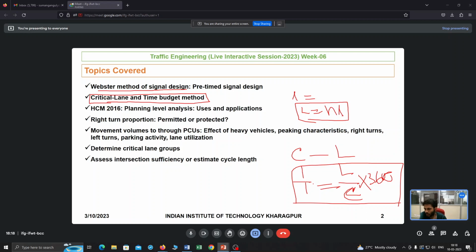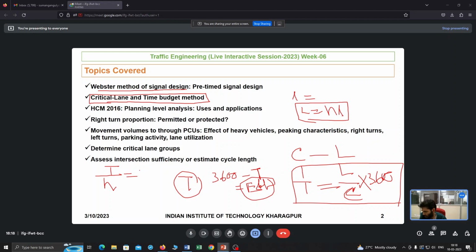As you know the total lost time T in an hour, you also know the effective green, which is 3600 minus T. Because you calculated the lost time, you know the effective green time. Now suppose saturated volume exists. If you divide this time by your saturation headway H, what will you get?